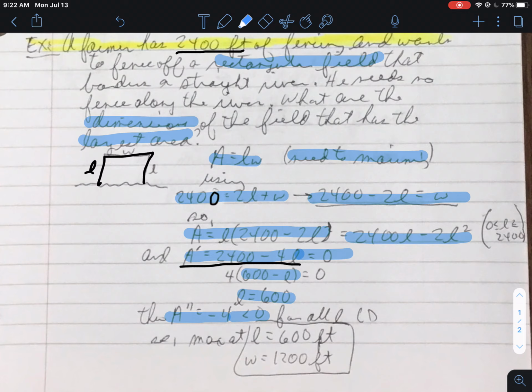So that gives me my L, which is our length, which is 600 feet that we found. And then we can back substitute that to find W into our equation. Where did we solve for W? Up here. So I can plug that back into L. I've got 2 times 600 is 1,200. 2,400 minus 1,200 is 1,200 feet. And there's our length and width that would maximize, in this case, the area of our field that is fenced.